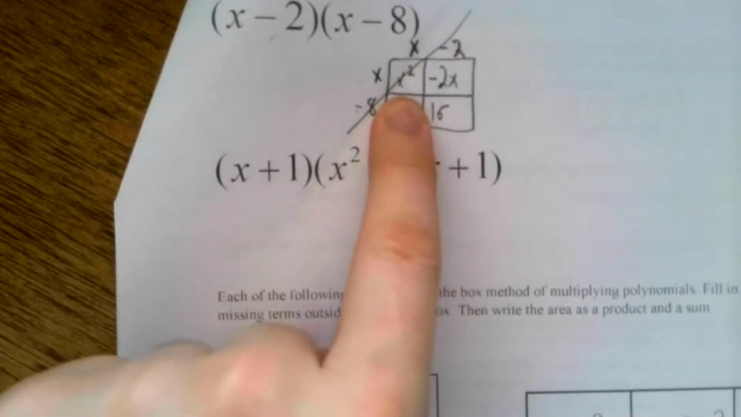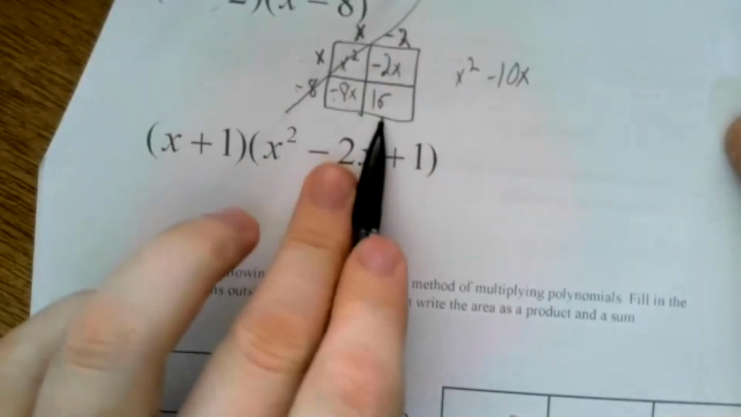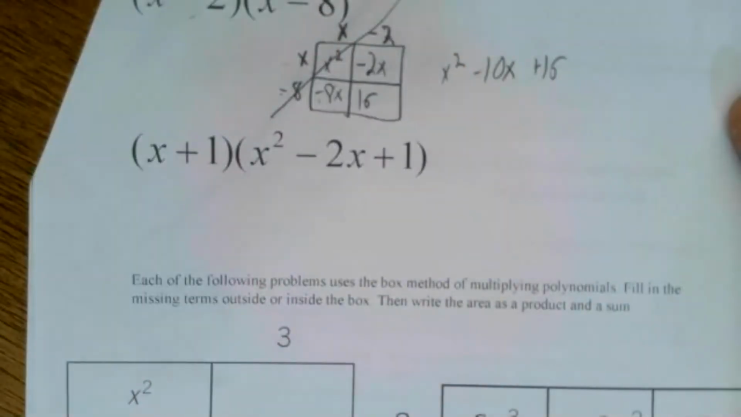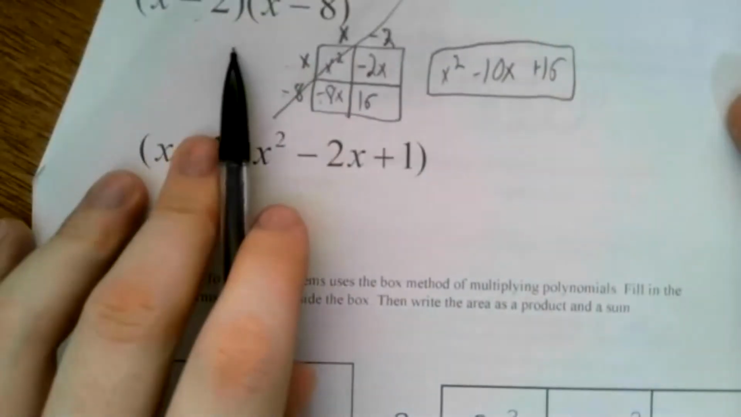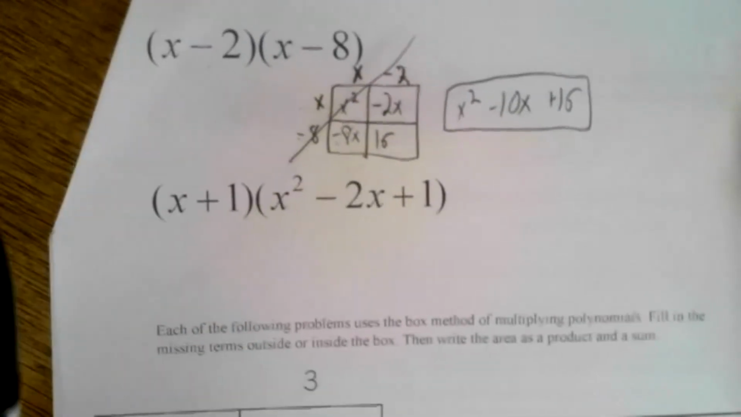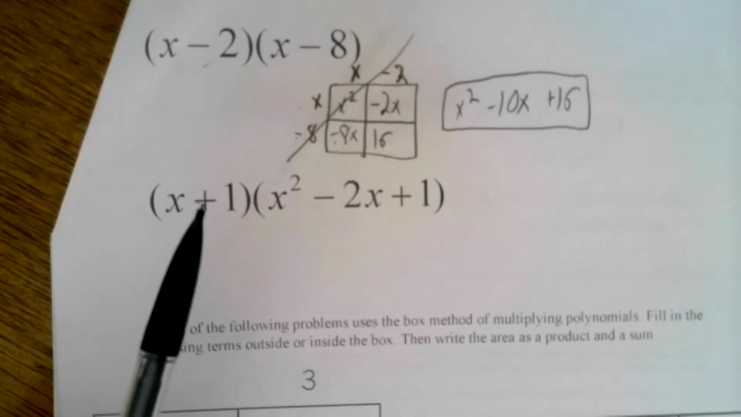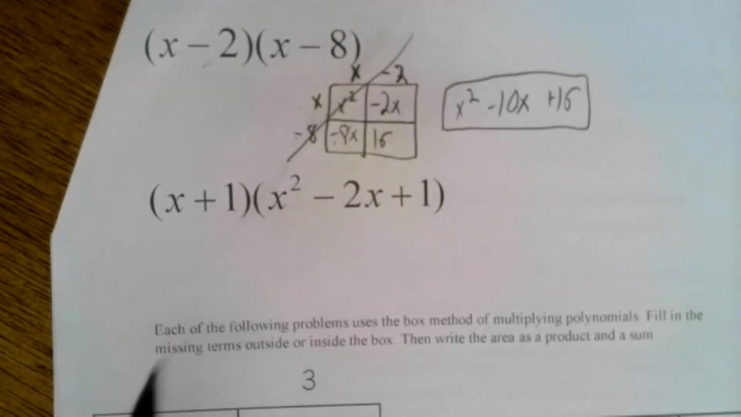So we start with the x squared. So we get x squared. -2x minus 8x is -10x. And then we have a +16. So we're just going to add 16. Okay. So that's our answer for this one right here. Okay. Anyone have any questions on that one? Okay. All right. So what about the next one?